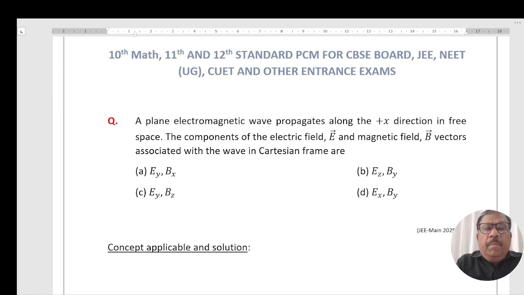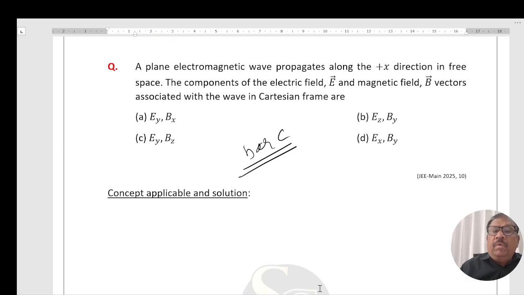Question is, a plane electromagnetic wave propagates along the positive x direction in free space. The components of electric field E and magnetic field vector associated with the wave in Cartesian frames are E and B. If the direction is X, then they should be Y and Z, so either B or C. Option B or C is correct. How to confirm this?